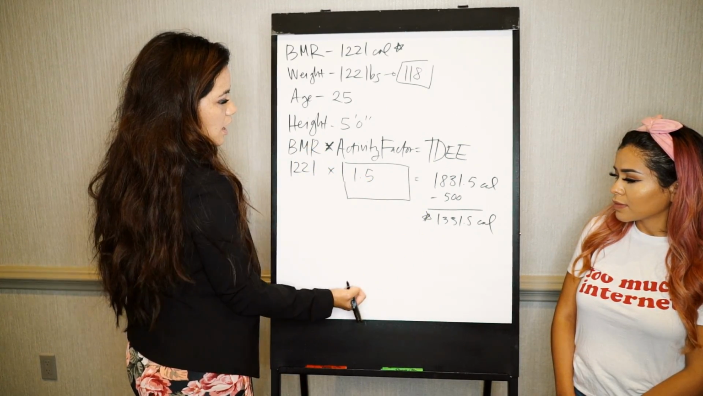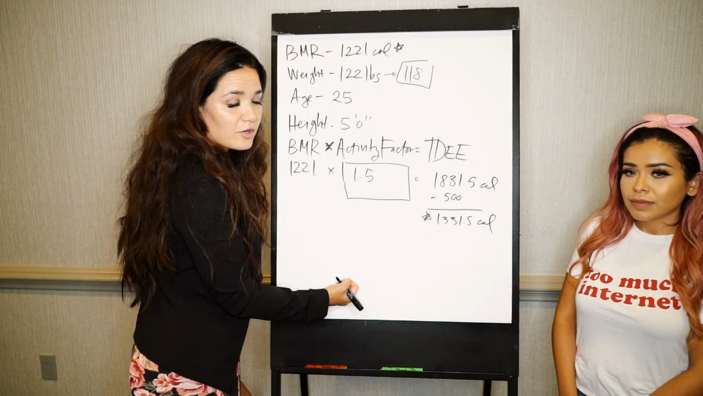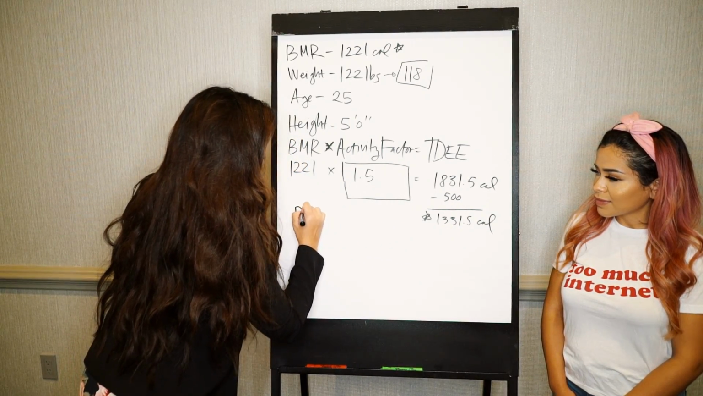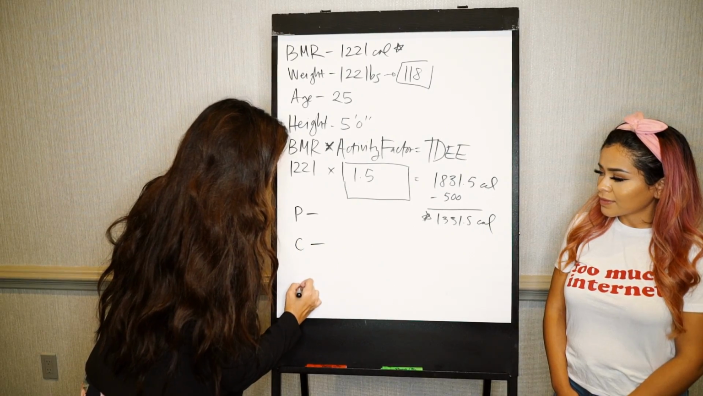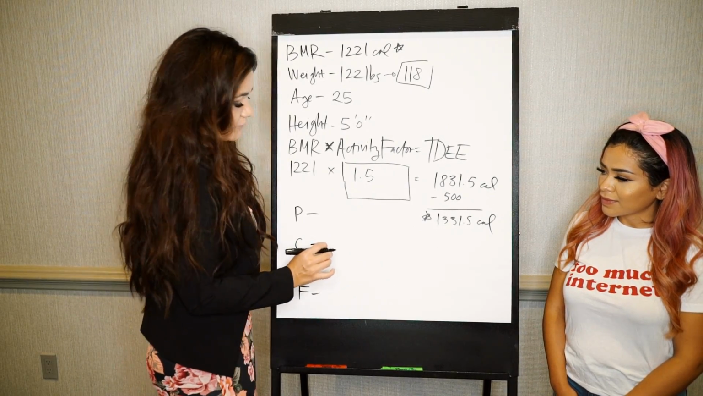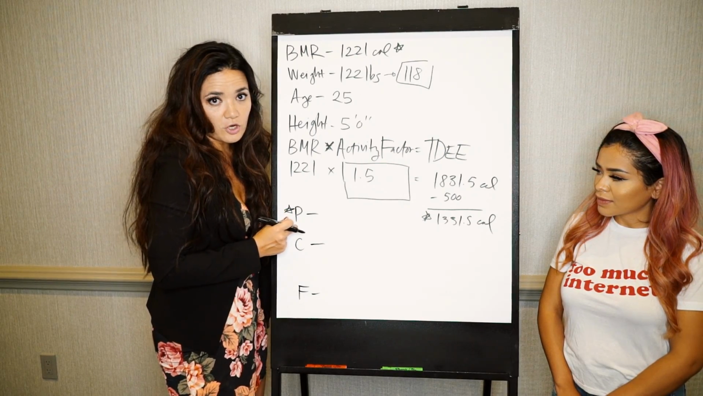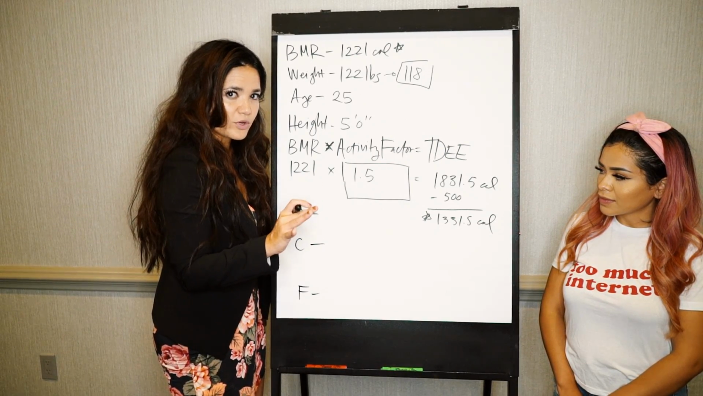So from there, we're going to take this value and we're going to calculate her macros. So this is how many calories she needs. Now we're going to figure out how many grams of protein, carbs, and fat she needs. So the first thing we will always want to do is determine the protein first. And we'll determine the protein based off of her goal and kind of where she wants to go.